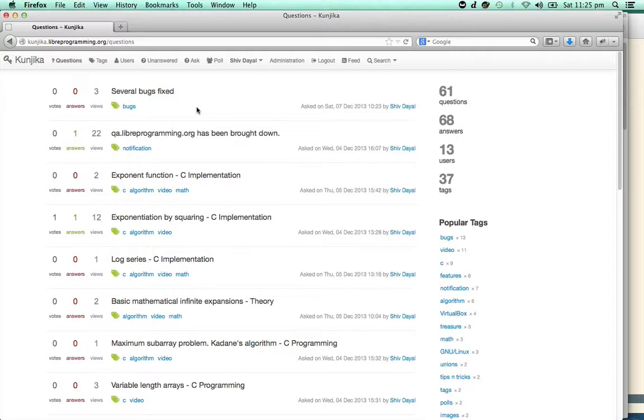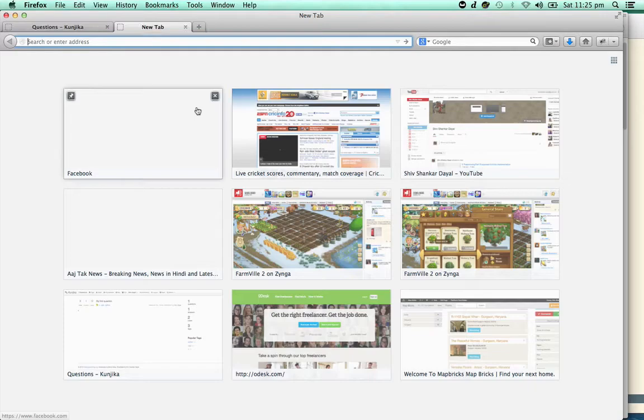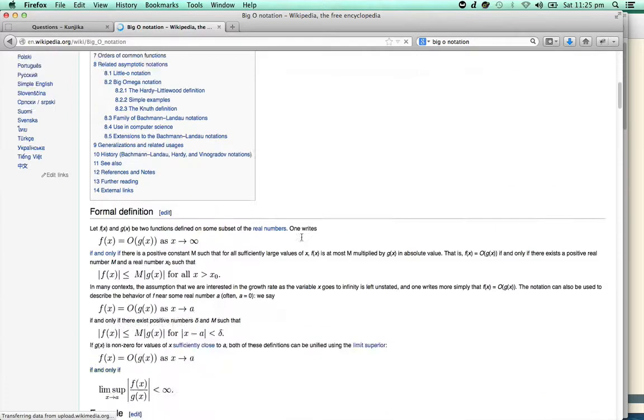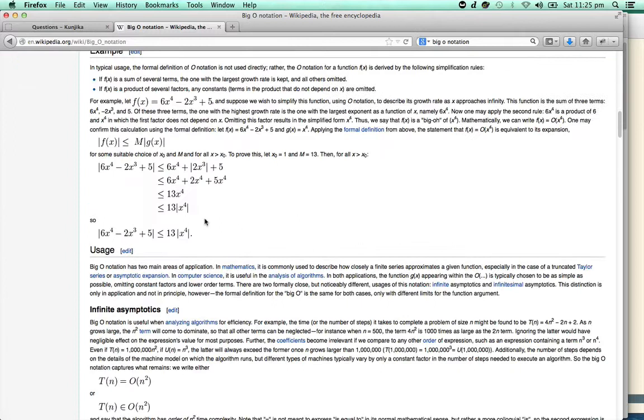Wikipedia has some good material on big O notation. You can Google it and you can read it. For example, you can read big O notation. You should read this material also. This is pretty good material, so you will get a much more detailed idea of how things proceed.